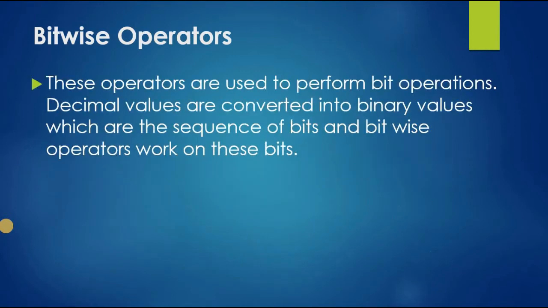Bitwise operator. What is the use of a bitwise operator? These operators are used to perform bit operations. Bit operation means decimal values are converted into binary values, which are a sequence of bits, and bitwise operators work on these bits.